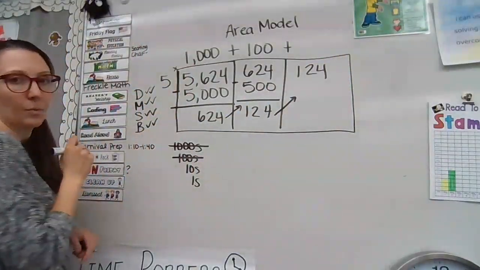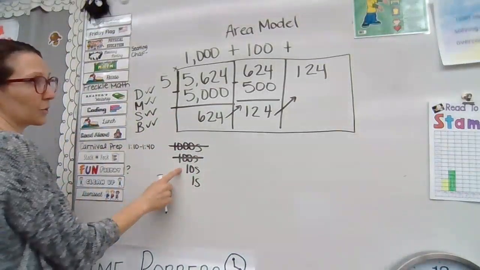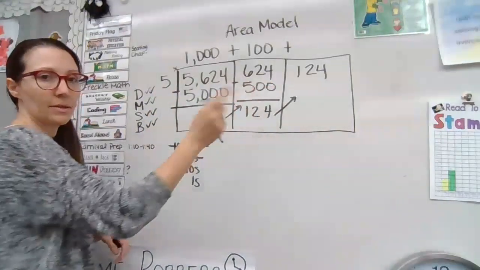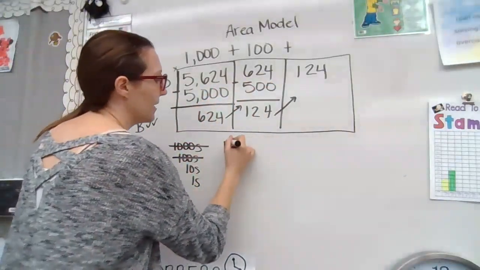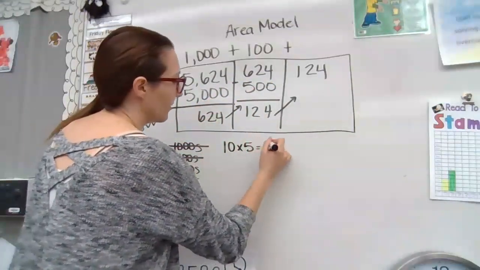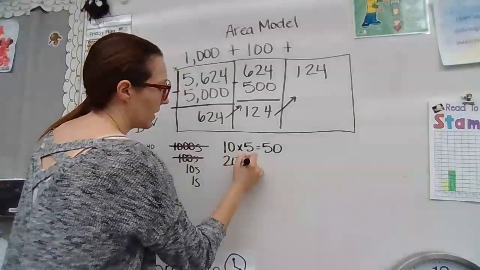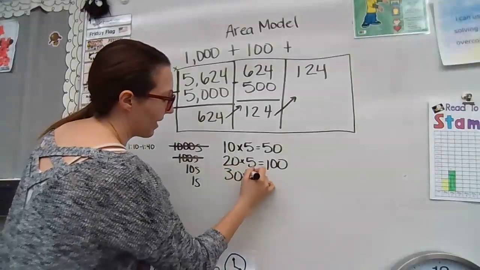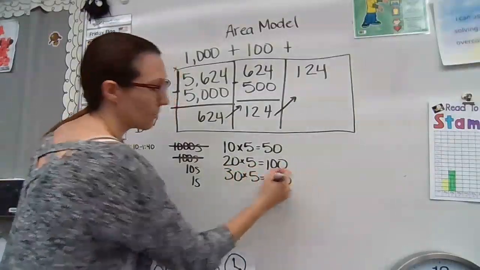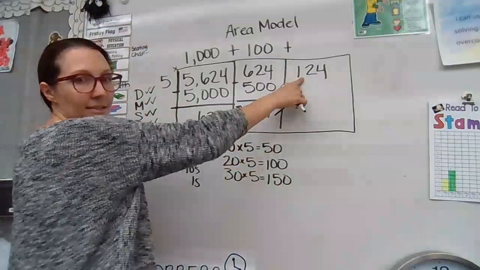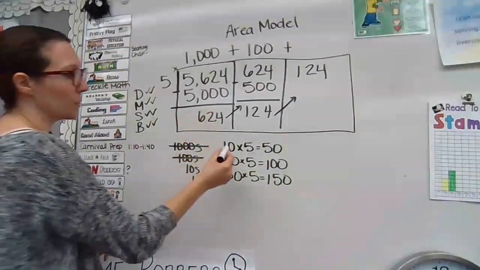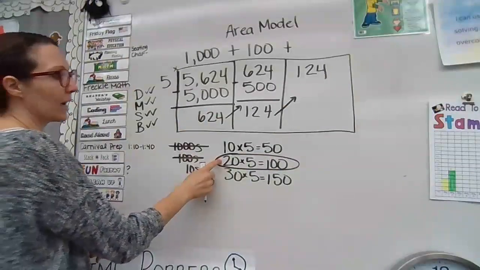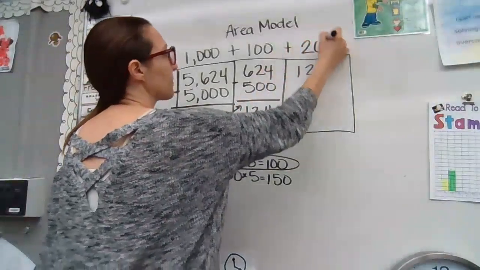Now I can't take out any more hundreds, but I can take out groups of 10. When the students get to this part, sometimes they get stuck. So we talk about 10 groups of 5 is 50, 20 groups of 5 is 100, 30 groups of 5 is 150. I have them go until they pass this number. Then we look and see which one is closest. So I can take out 20 groups.